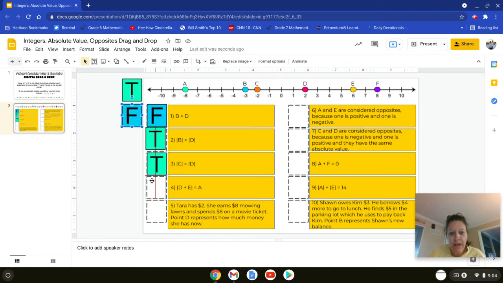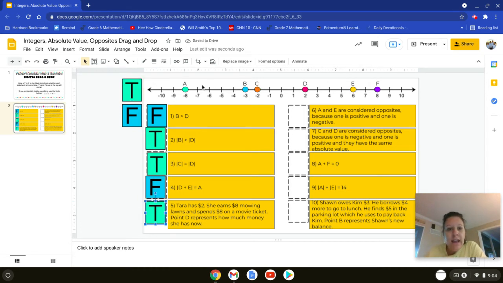It's a little tough. We haven't even talked about absolute value, so I apologize for this assignment because I think it's tough. Tara has $2. She earns $8 mowing lawns and spends $8 on a movie ticket. Point D represents how much money she has now. So she has $2 and she earns 8, so that gives her 10. Then she spends 8, so we take away 8, and that leaves her with 2. So she does have $2 left. So that one was true.